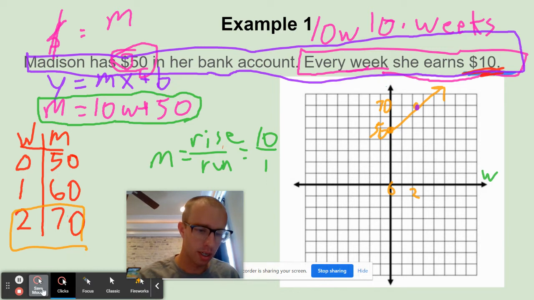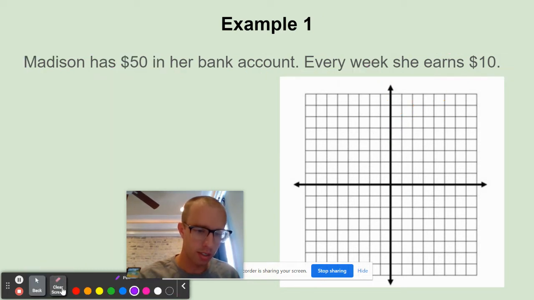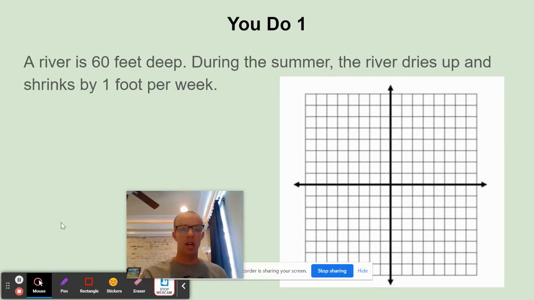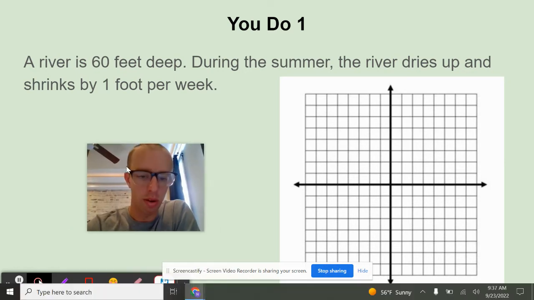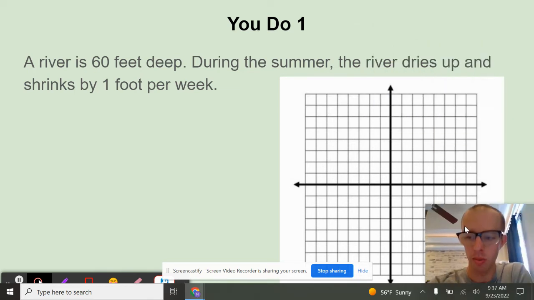Let me clear this all out. And it's time for you to try the you-do. Again, please pause and try it on your own first. It's the only way you're going to get better. If you simply copy down what I write, you will not improve your math. The whole point is to learn, not complete our work.